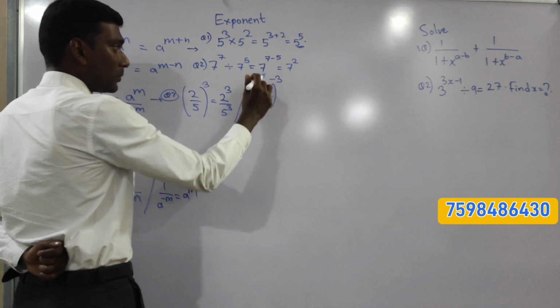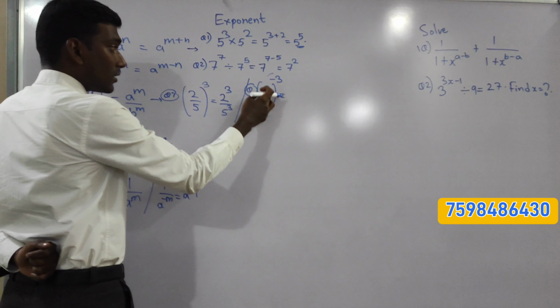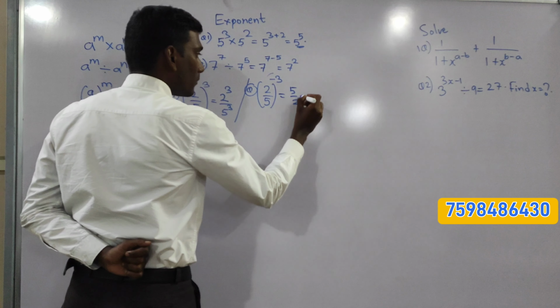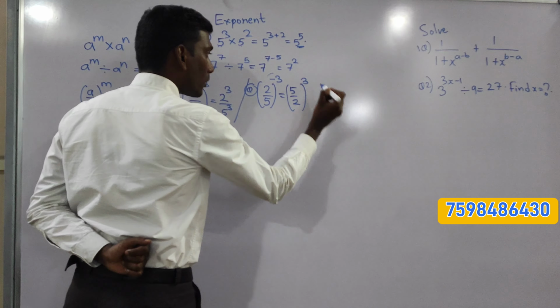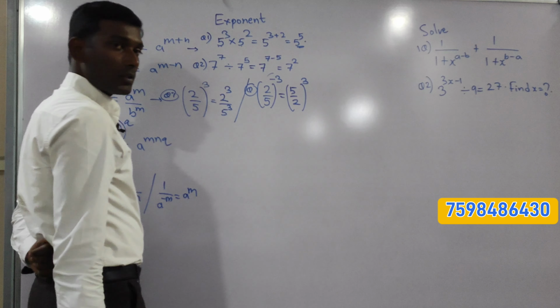So 2 by 5 to the power of minus 3, this power, if I want to write it in positive, and here there is a fraction, you can just write 5 by 2 to the power of 3. 5 by 2 to the power of 3, and then you can solve the question.